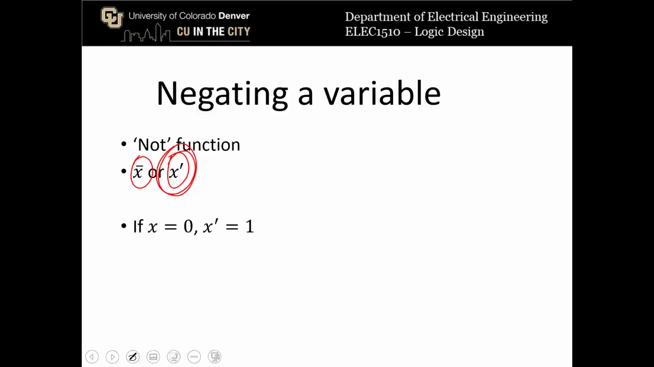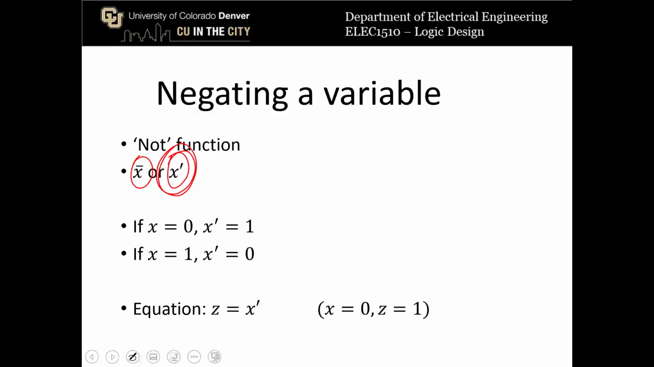This means that if x is 0, x prime is 1. It's the opposite. So negating means that 1 is the opposite of 0 and 0 is the opposite of 1. So that also means that if x is 1, x prime is 0. So those two things are opposite. You can have equations where you negate variables, say z is equal to x prime, so that under this equation, if x was 0, z would be 1, because z is x prime, and the opposite of x equals 0 is 1.